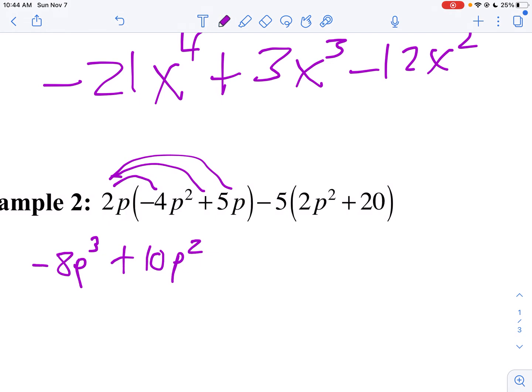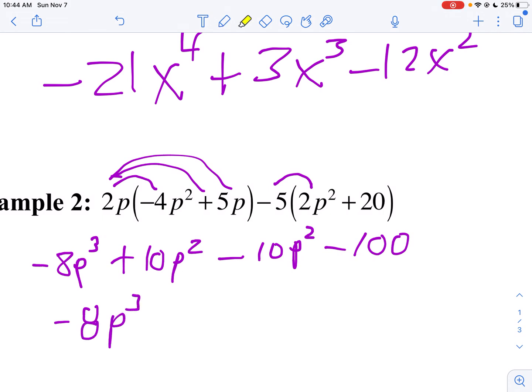Now let's distribute the negative 5. So negative 5 times 2 is negative 10p squared. And negative 5 times 20 is negative 100. Now notice you only have p cubed. You don't have any other terms with just p cubed, so I'm just going to rewrite that as negative 8p cubed.